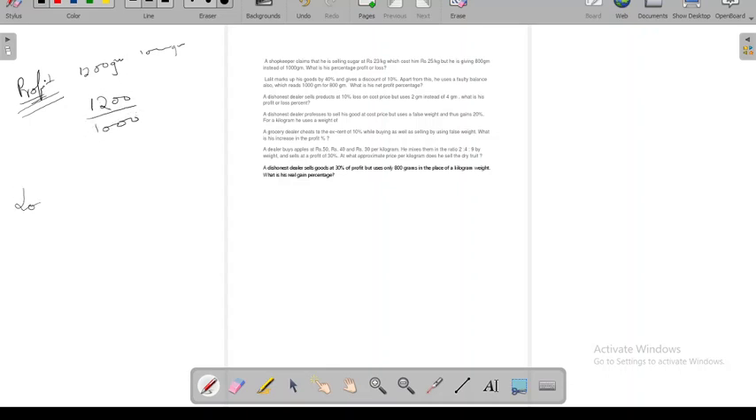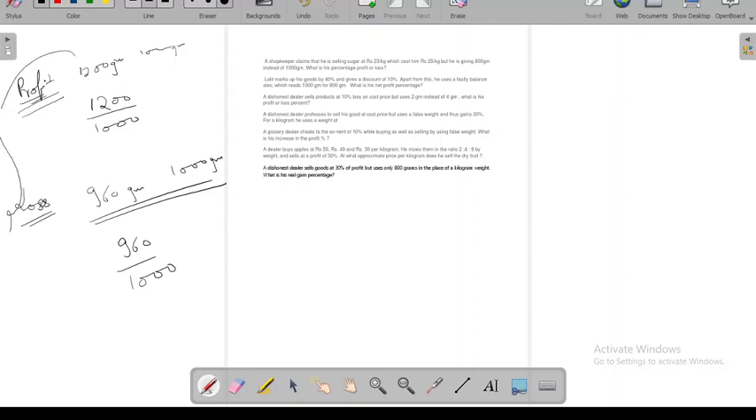In the case of loss, denominator should be greater than numerator, or you can say numerator is less than denominator. For example, if you take 960 grams at the time of buying instead of 1000 grams, that means seller has cheated you. So this is the loss situation. So what would you do? 960 by 1000. Okay, so that's how you have to do.